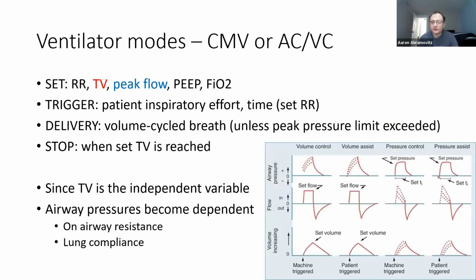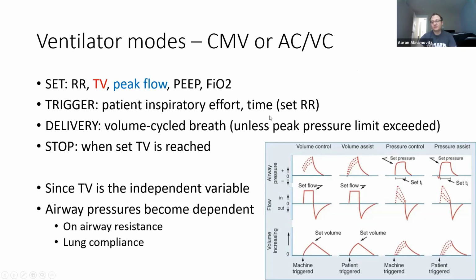So the continuous mandatory ventilation mode, what we set is the respiratory rate, tidal volume, peak flow, PEEP, and FiO2. And the tidal volume and the respiratory rate setting is going to ensure a minimum mandatory minute ventilation. The peak flow setting is how quickly the breath goes in. The patient on continuous mandatory ventilation can trigger a breath either by inspiratory effort or by time.